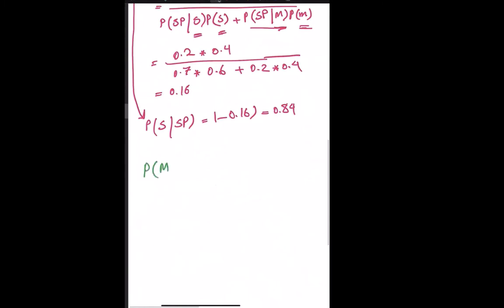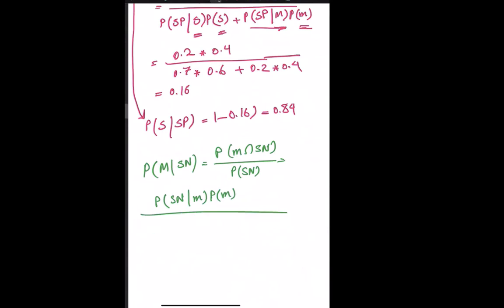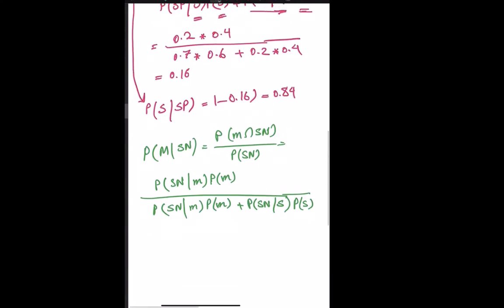Probability of moderate, condition on survey says negative. That's probability of moderate and survey says negative over probability of survey says negative. So if I want to write it, that's probability of survey negative, condition on n, multiplied by probability of n, divided by probability of survey says negative, condition on n, multiplied by probability of n, plus probability of survey says negative, conditional on s, multiplied by probability of s. So for this one, guys, make sure to write this formula yourself and make sure you get similar numbers.